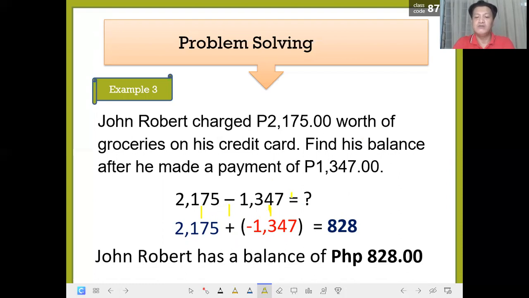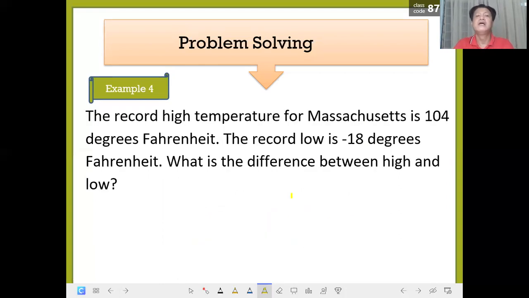So ganun po kung paano mag-solve. Next, number 4. The record high temperature of Massachusetts is 104 degrees Fahrenheit. The record low is negative 18 degrees Fahrenheit. What is the difference between high and low? Okay, take note. We are going to analyze. No, pag sinabi natin Fahrenheit, this is a unit of temperature no, sa ibang bansa. Okay, so naka-convert siya. Okay, so meaning to say, yung kukunin natin dito yung difference between high and low.